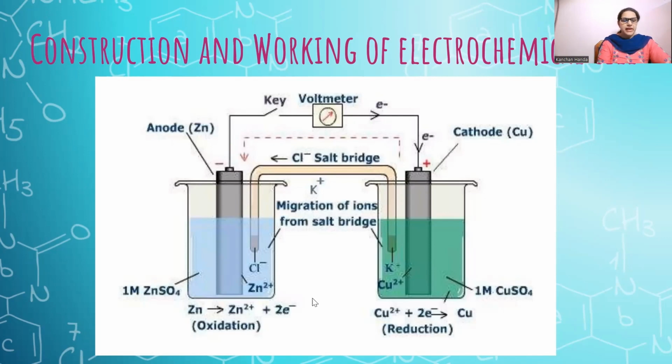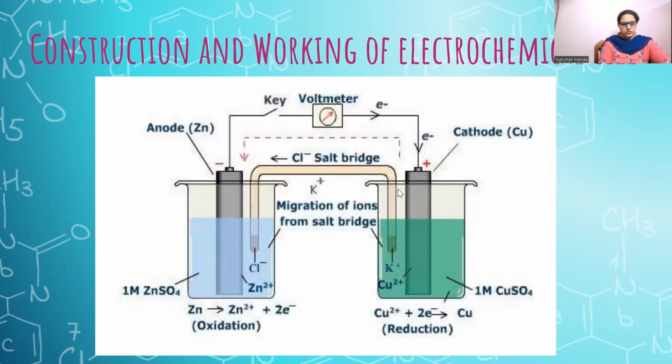In oxidation electrode, oxidation takes place. So, zinc metal from electrode loses electrons and gets converted into Zn2+ ion. As it loses electrons to the electrode, this electrode becomes rich in electrons. Thus, negative charge develops on anode.